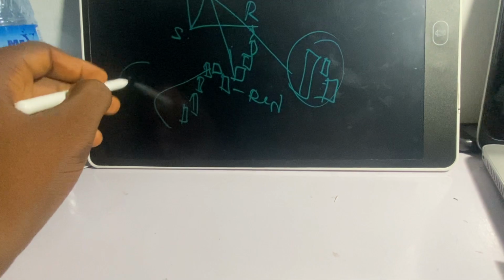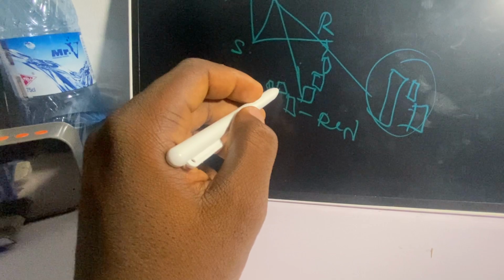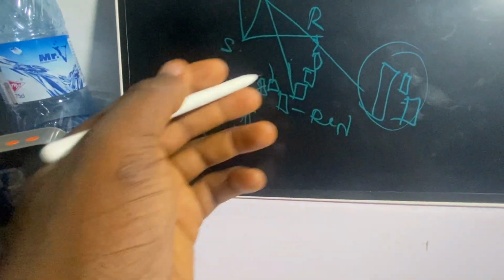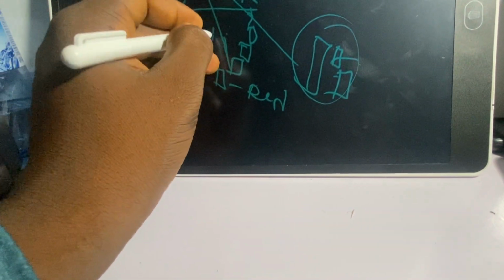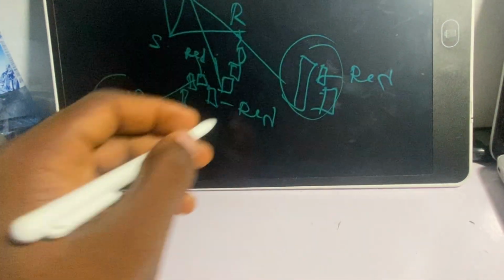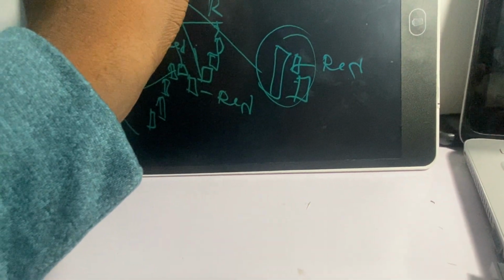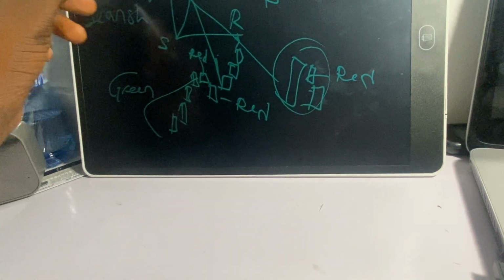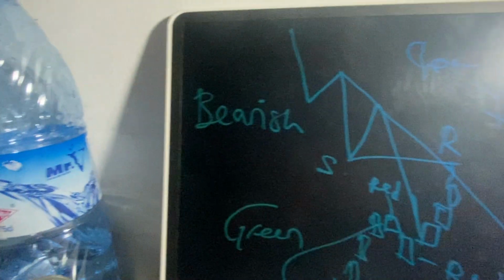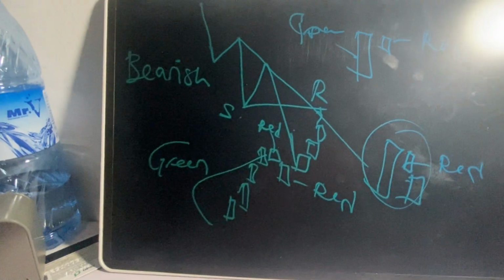Don't forget, these are green candlesticks. This is also green, yes, because that's the first candle. This is also red. That's the first candle the sellers are taking. So this is a red and this is a green. Don't forget it's a downtrend, so it's a bearish market. We're looking for a bearish harami pattern. I believe you get that clearly, that's the harami pattern.